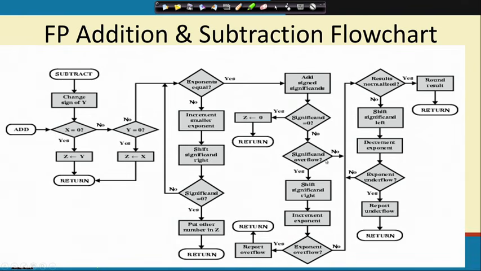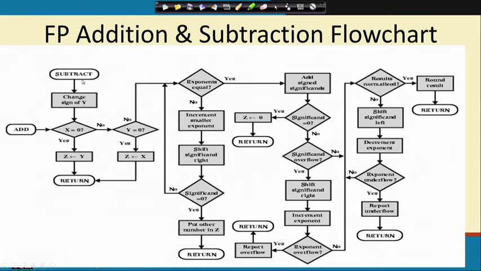Otherwise, if there is an overflow in the significant part, we have to shift the significant right, increment the exponent part, and if there is no exponent overflow, then we go for result normalization and go back. And if the exponent part also overflows, that means after doing this addition, both significant and exponent have overflown. So, we cannot represent the addition result in the given format. So, it will report overflow and return. So, there is an overflow in the addition process.